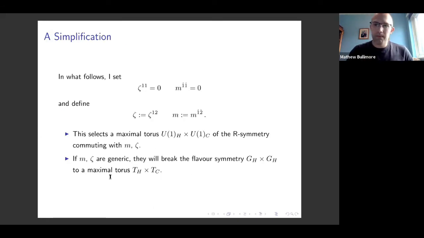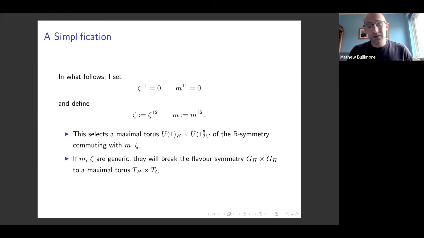So what I'm going to do is just to focus on sometimes what's called the real masses and the real Fi parameters. So what does that mean concretely? It means that I set the components 1, 1 to 0, and I keep the other component, the 1, 2 component, to be non-zero. And I just define that to be zeta and m, just for convenience. So basically, if you think about these as three-dimensional vectors, I'm picking a vector, and I'm kind of aligning my system with that vector.